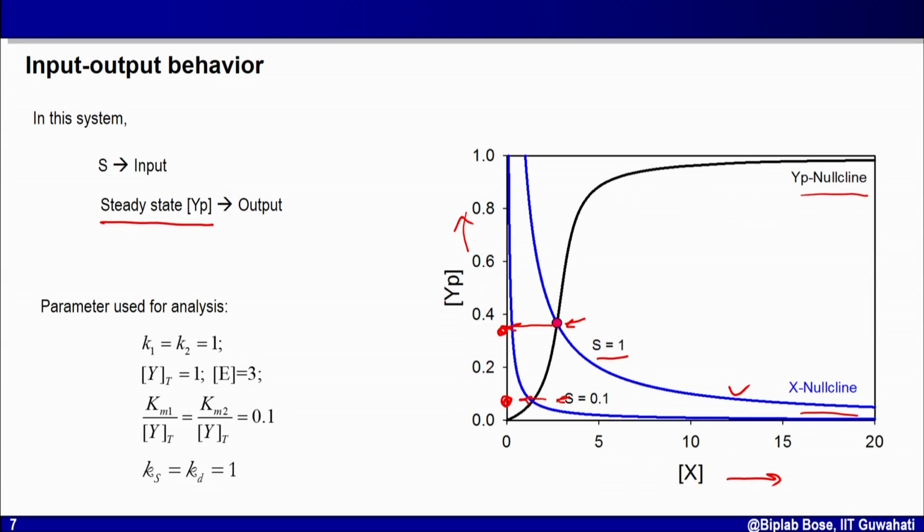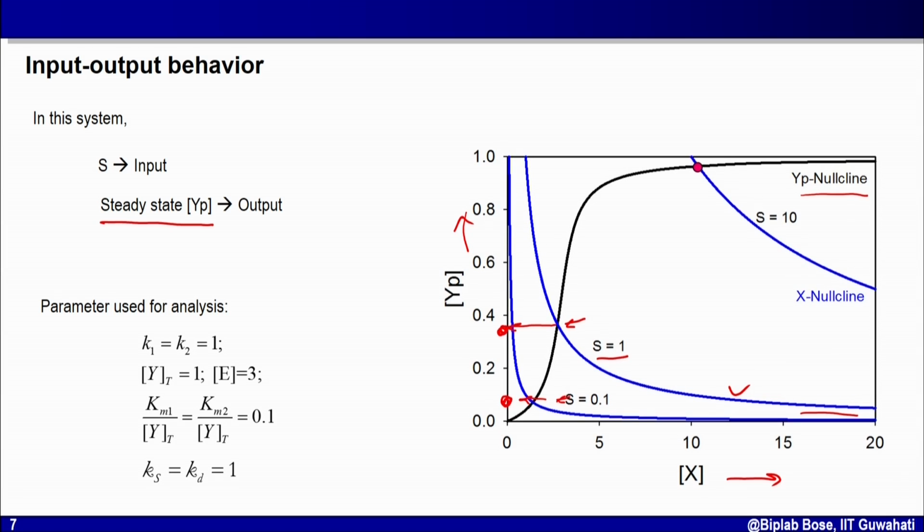Now increase s by another 10-fold change. From 1 I will make it s equal to 10. Now the x nullcline has shifted here, the blue line, and the intersection point is here, as shown by that red dot. Now if I draw a horizontal line, then this is my steady state value of yp when s equal to 10.